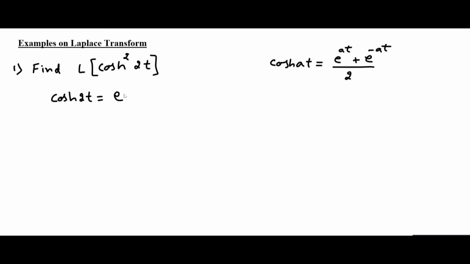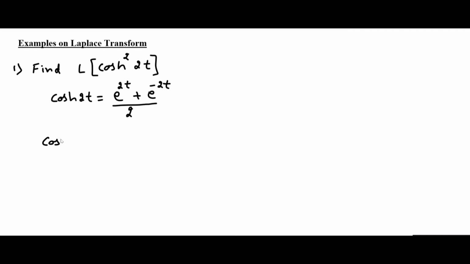It is e power of a value is 2, so we'll be getting e power of 2t plus e power of minus of 2t, it is whole divided by 2. The question is cosh square 2t, so square should be there, so we'll try to square on both the sides. So if we square on both sides, we'll be getting cosh square 2t will be equal to, squaring on the right hand side, we get e power of 2t plus e power of minus of 2t whole divided by 2, and it is also squared over here.